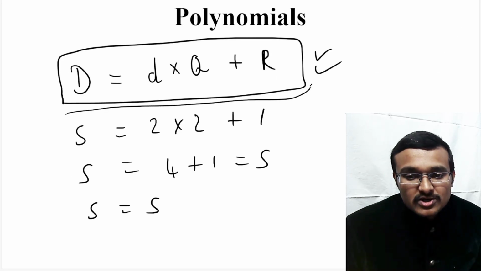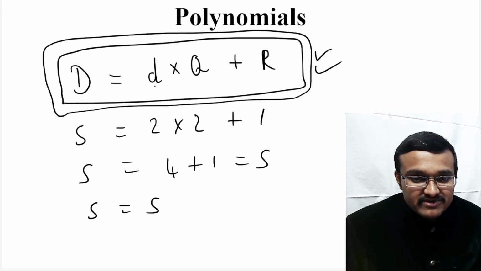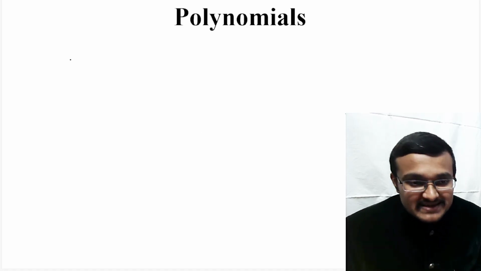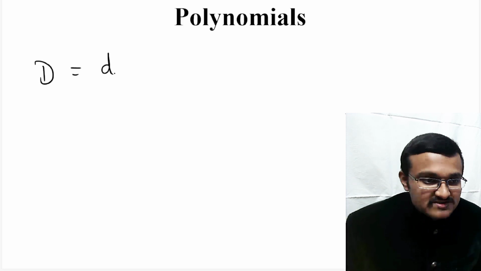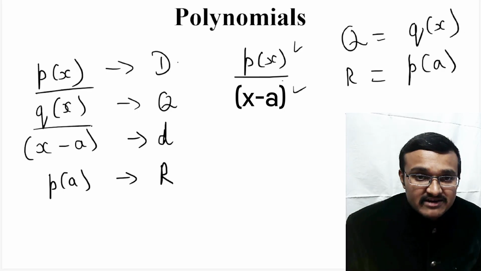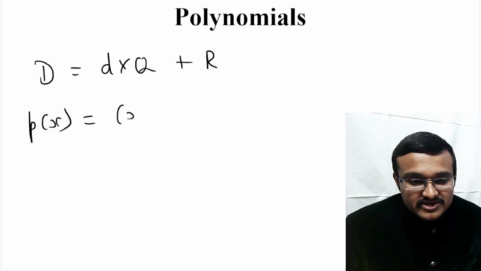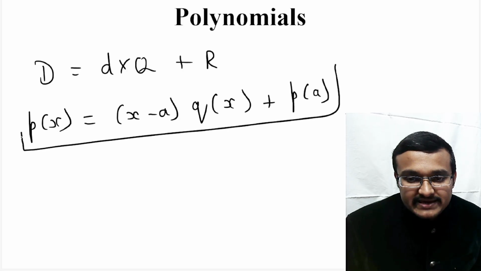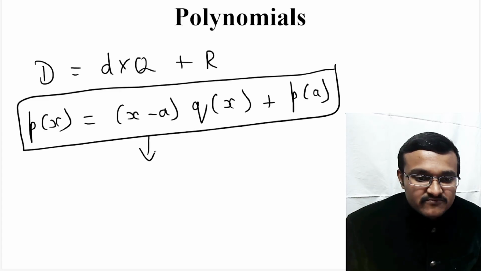D is equal to, that is dividend is equal to divisor into quotient plus remainder. Similarly in the polynomial case also you can consider this. So d into quotient plus remainder. So here in the place of dividend we have taken p of x and in the place of quotient we have taken q of x, and x minus a is the divisor and p of a is remainder. So you can substitute here. So divisor is x minus a, quotient is q of x plus remainder is p of a. So this equation is very important to understand factor theorem.